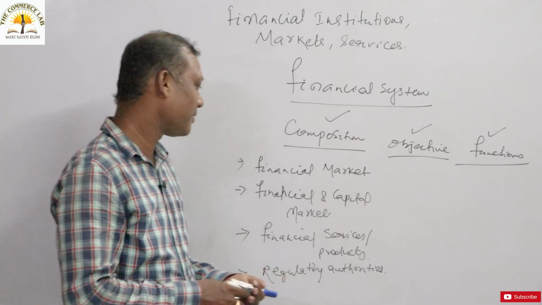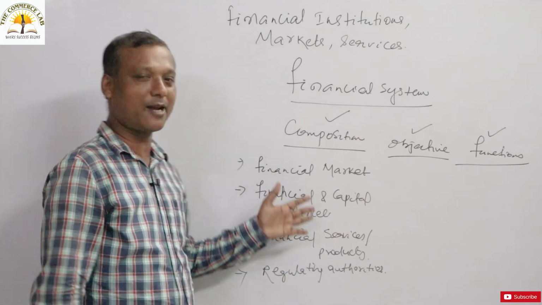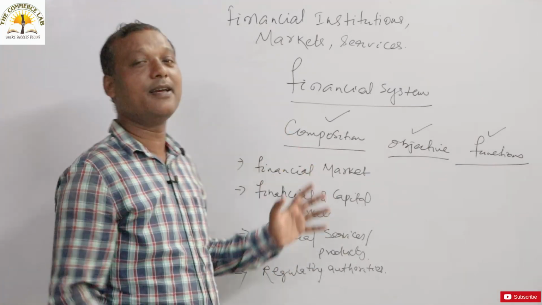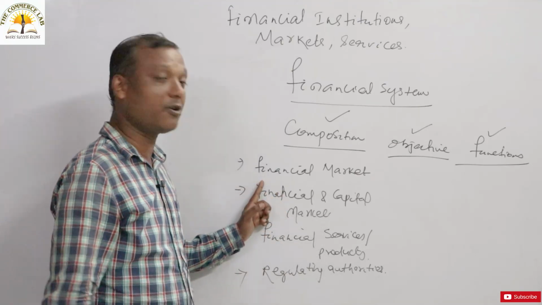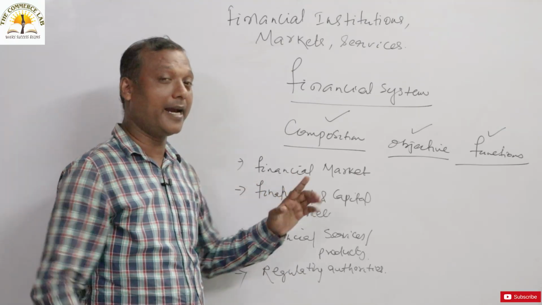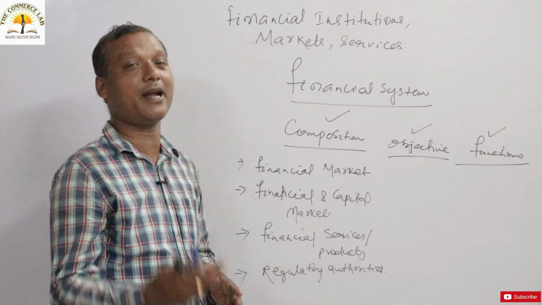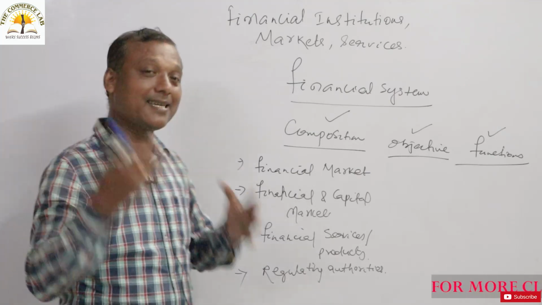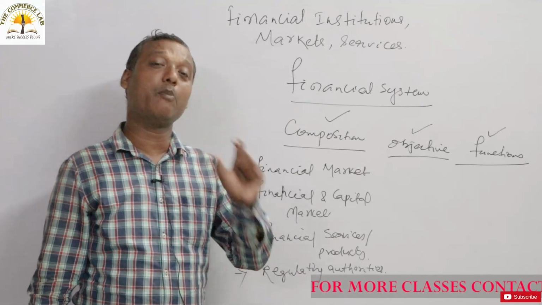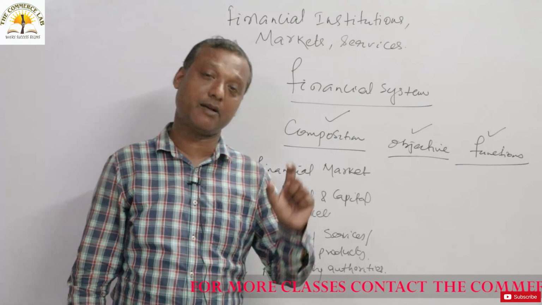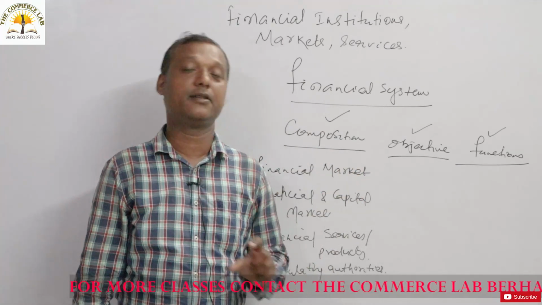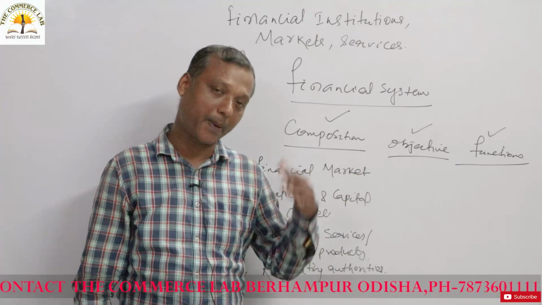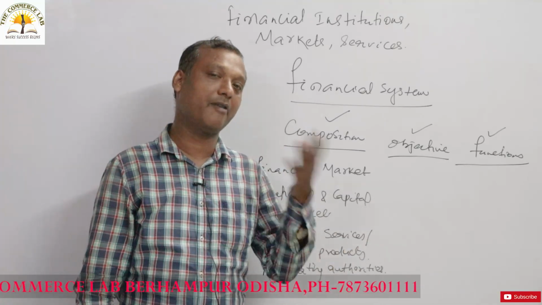So now we are talking about the composition of the financial system, which consists of 4 elements. First of all, it is your financial market. As I told you in the beginning of the class, the financial market is broadly classified under 2 heads. One is the money market, one is the capital market. In detail, we will study the functioning of the money market, the functioning of the capital market, the structure of the capital market, the structure of the money market, features, composition, mode of operation, their problems, their challenges, their functions.